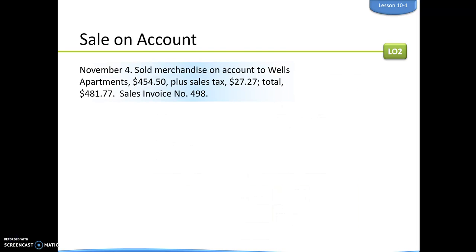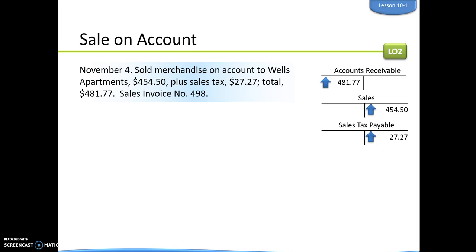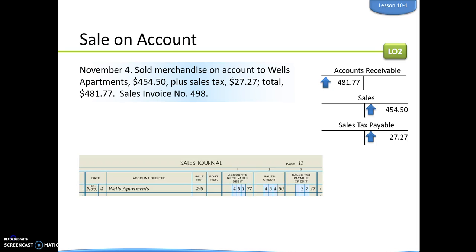Sale on account. November 4th, sold merchandise on account to Wells Apartments, $454.50, plus sales tax, $27.27. Total, $481.77. Sales invoice number 498. Accounts receivable increases, sales increases, and sales tax payable increases.